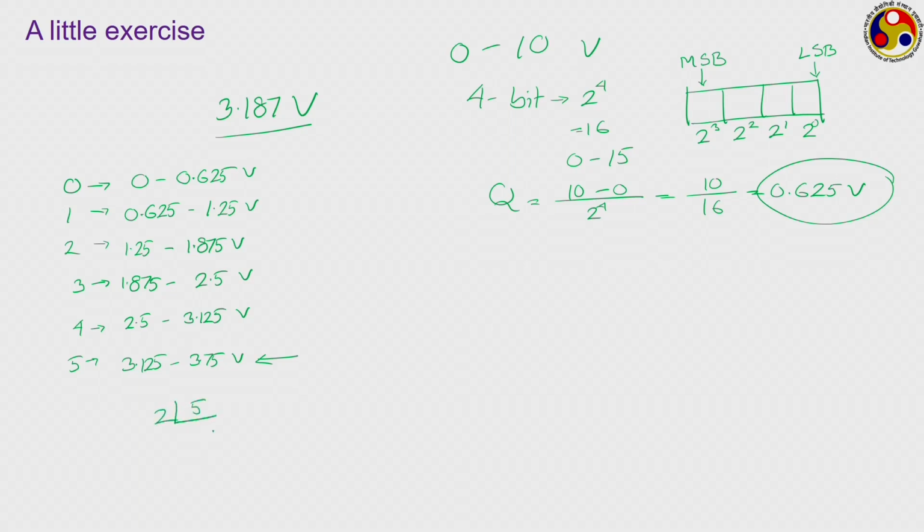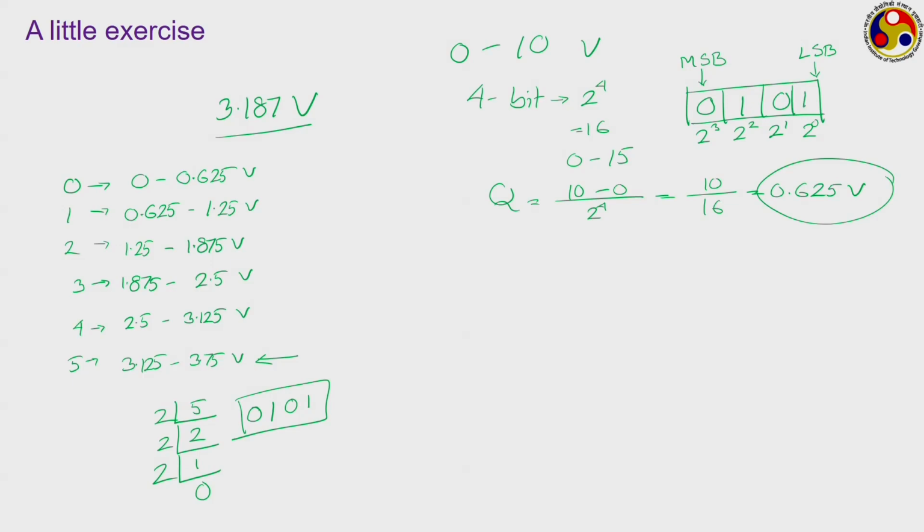5 divided by 2, you get 2, left 1. Then divide 2 by 2, you get 1, remainder is 0. Then divide 1 by 2, you get 0, left with 1. And to get the 4-bit representation, add another 0. So this should be the binary value, that means you should get 0 1 0 1 as the output for this.